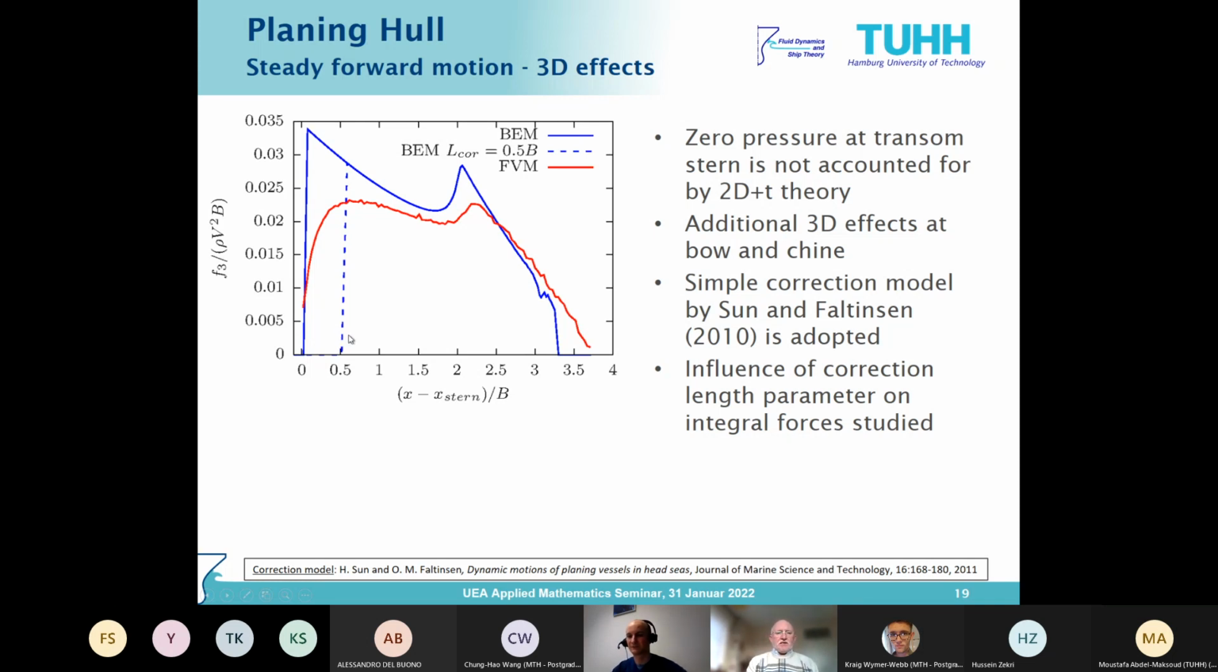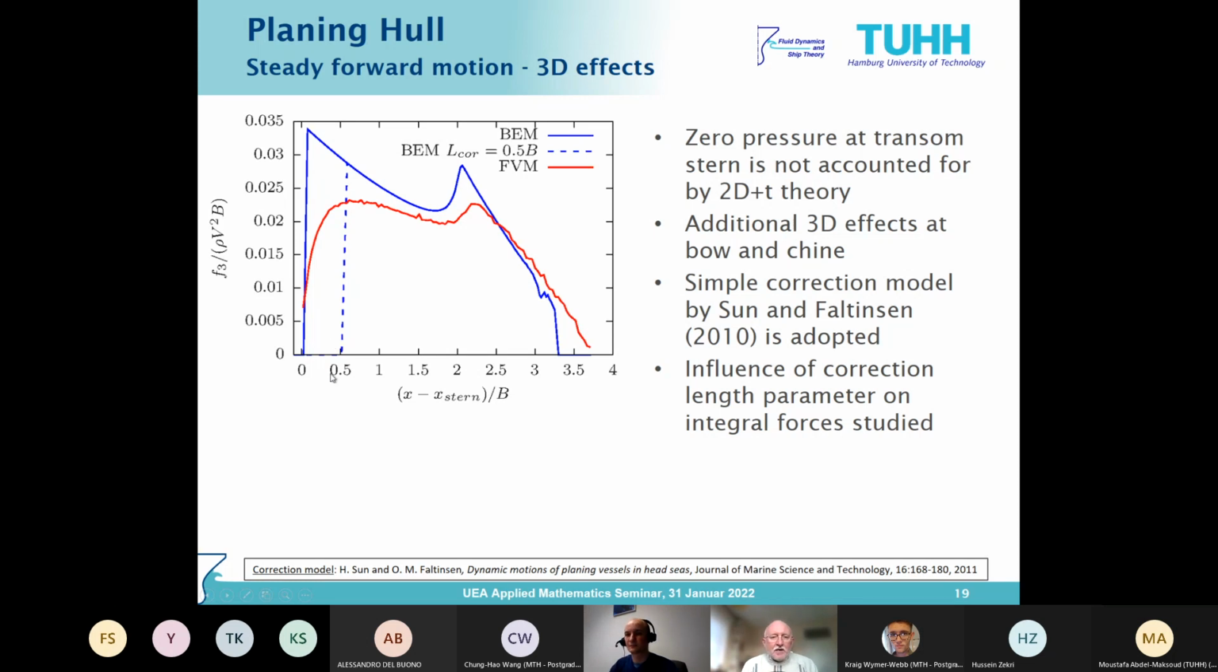Okay, so you just cut it. Yes, and you make no corrections for the bow. No, in this case not. It's a rather simple correction model, and there are more sophisticated models as well. But here we investigated this very simple model. Okay, so I understand. Indeed, it's very simple.